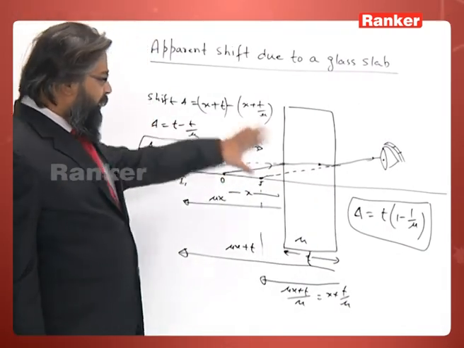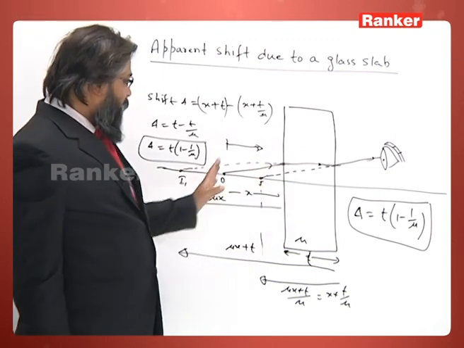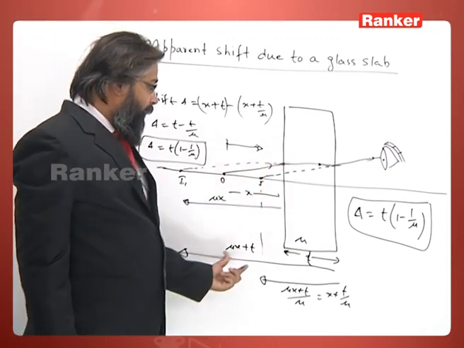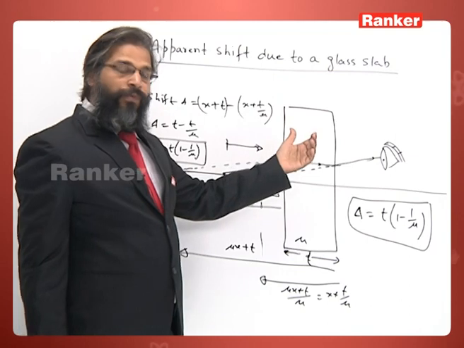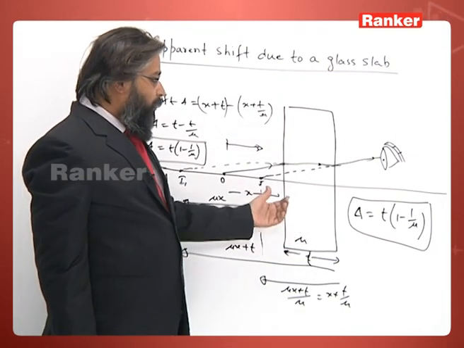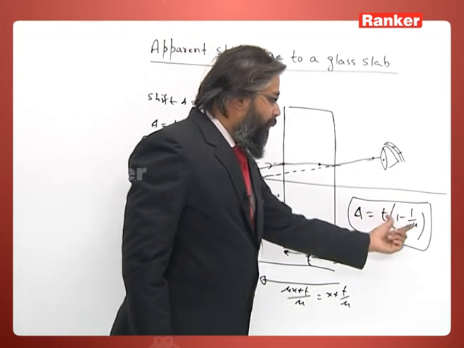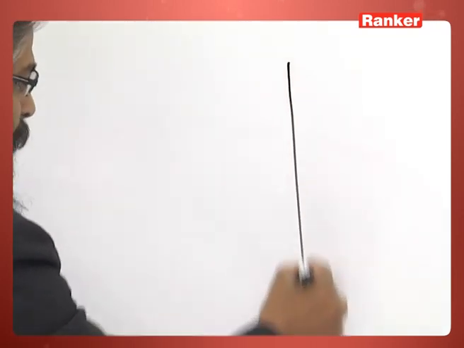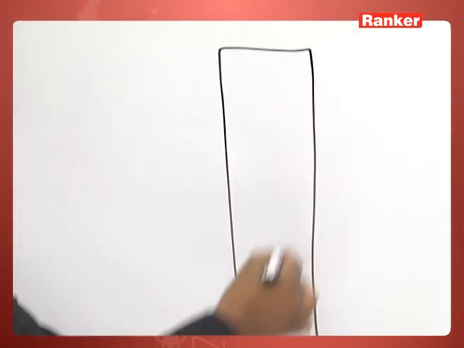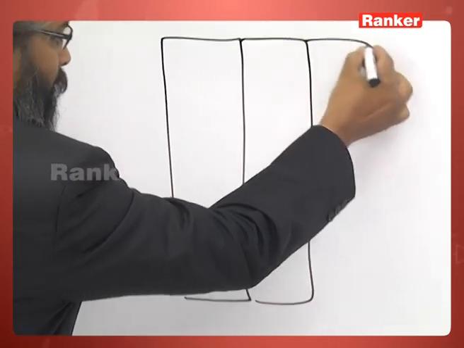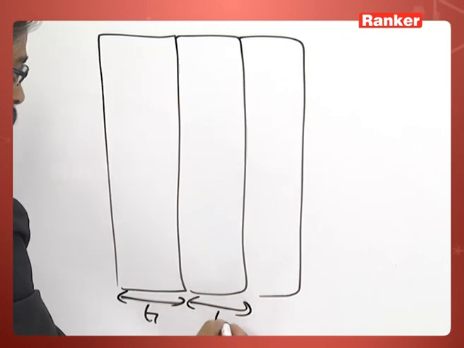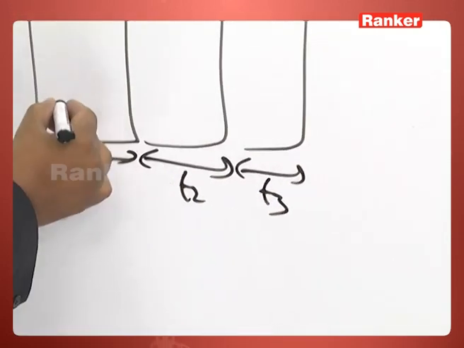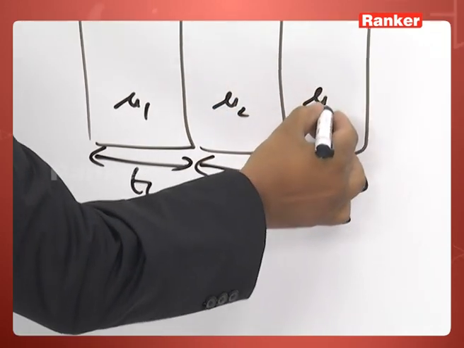So we have seen here that a glass slab causes a net shift in the image, and that total distance will be given by t(1 minus 1 by mu). Now if we have a number of slabs, then the total shift will be simply added algebraically like this. Suppose there are a number of slabs. We have one slab, two slabs, three slabs. This has a thickness t1, this has a thickness t2 and this has a thickness t3. Here mu1, here mu2 and mu3.